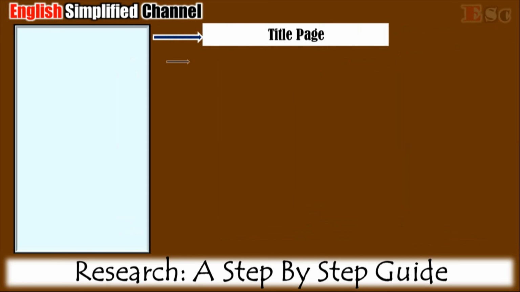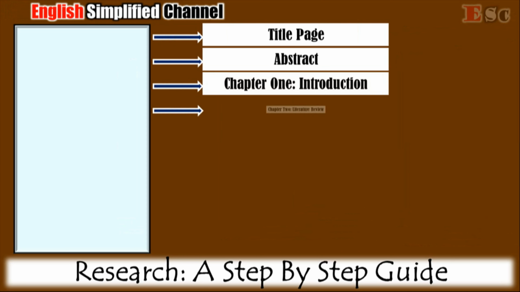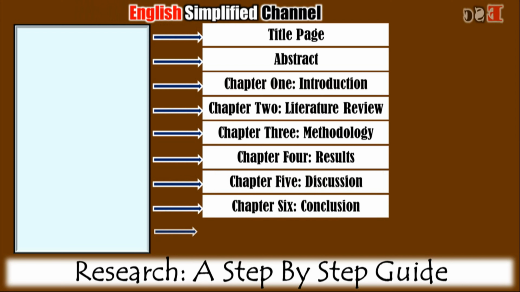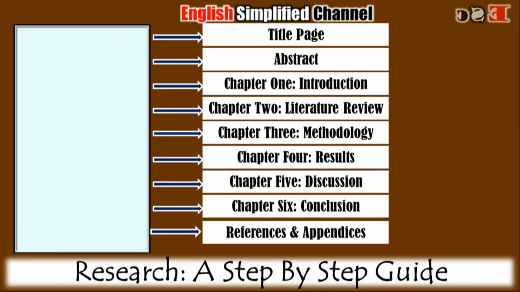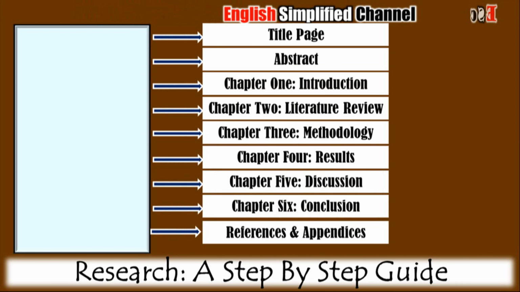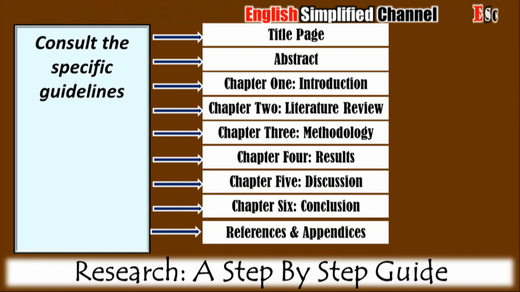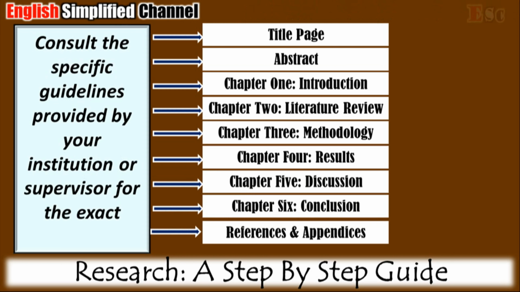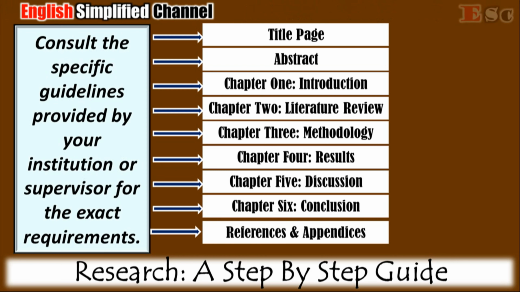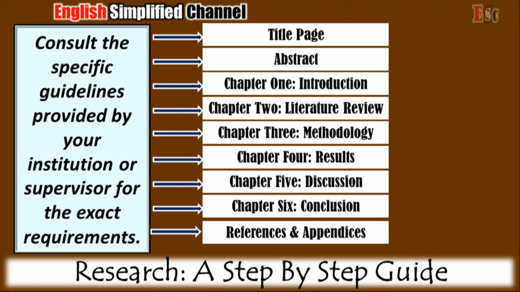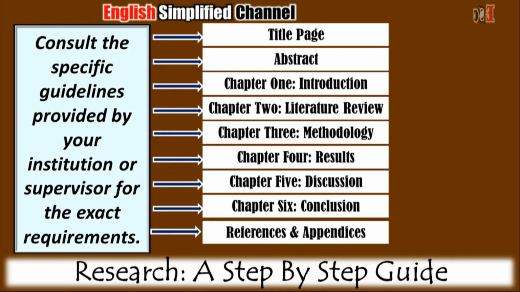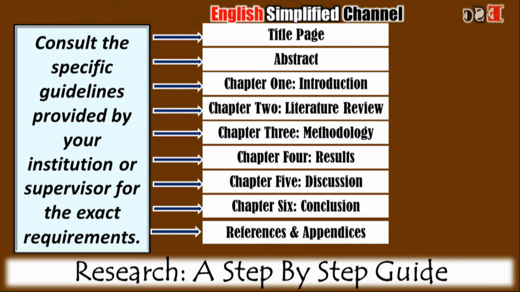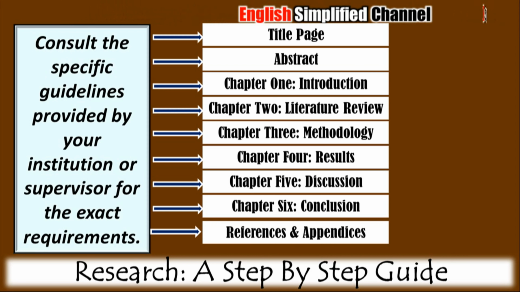These are common chapters or structure found in many research papers, theses, and dissertations. But, as I've already mentioned before, the actual structure may vary based on the requirements of the academic institution or the preferences of the researcher. Some research projects may include additional chapters, such as theoretical frameworks, methodology validation, or extended discussions on specific topics. It's essential to consult the specific guidelines provided by your institution or supervisor for the exact requirements.